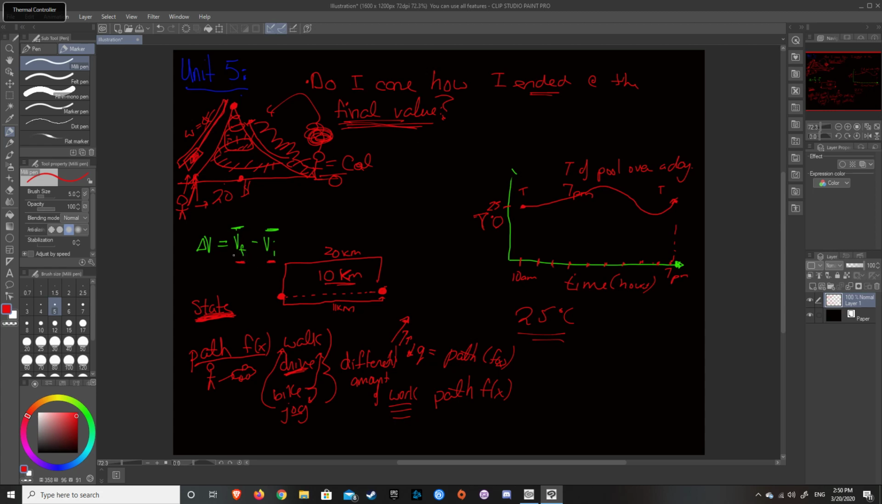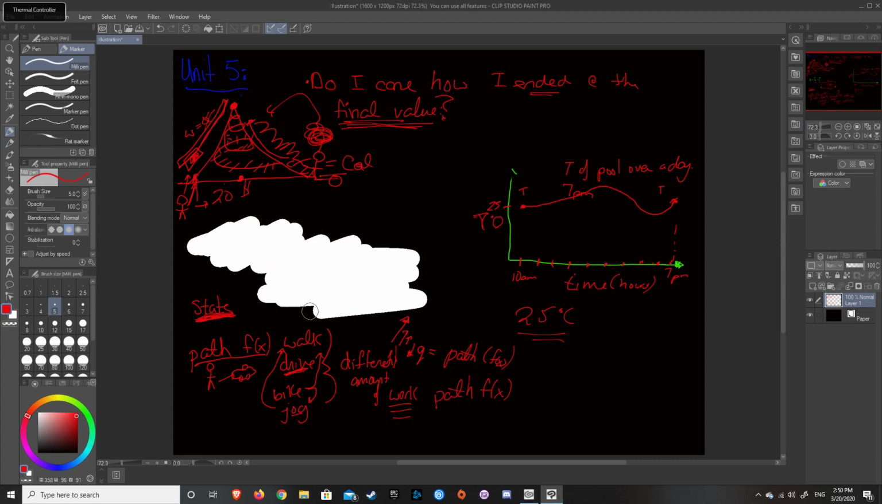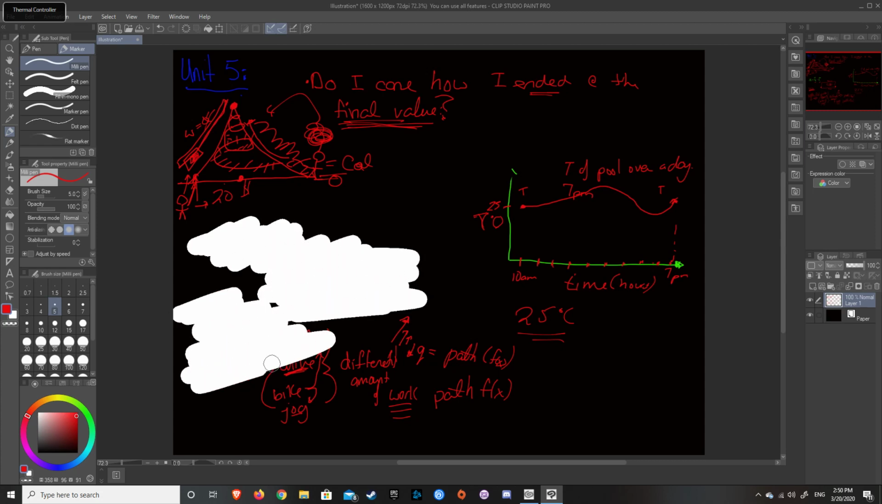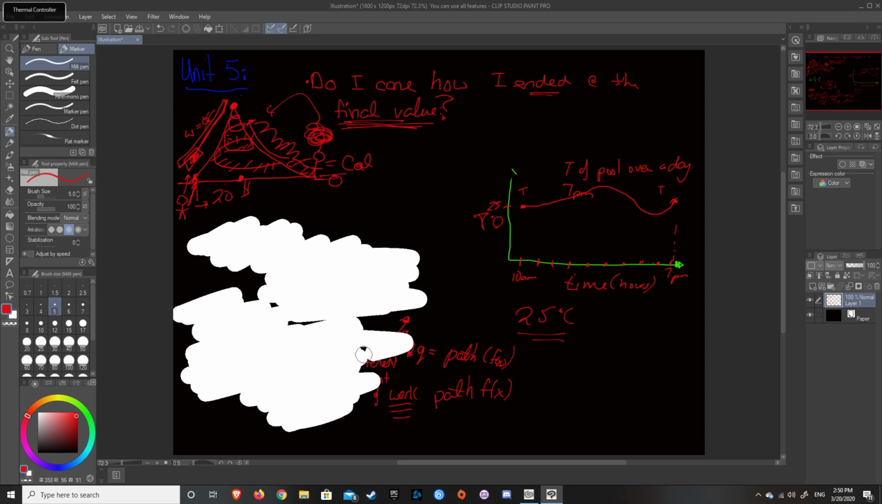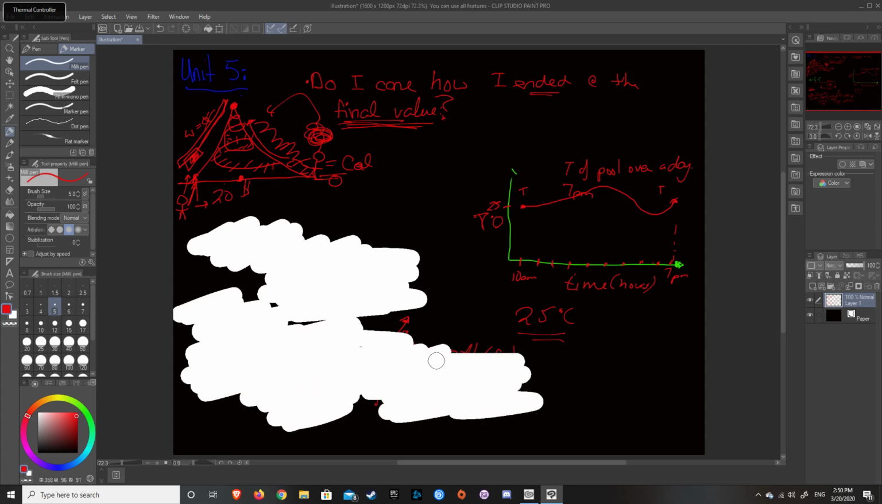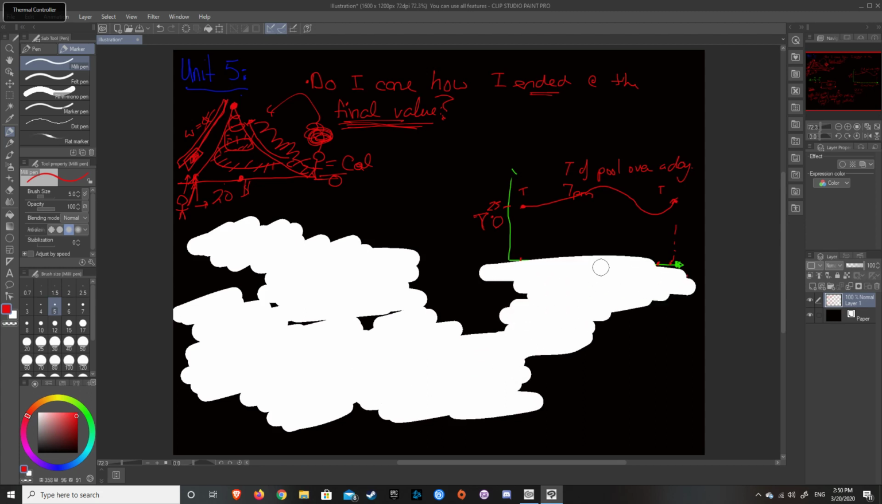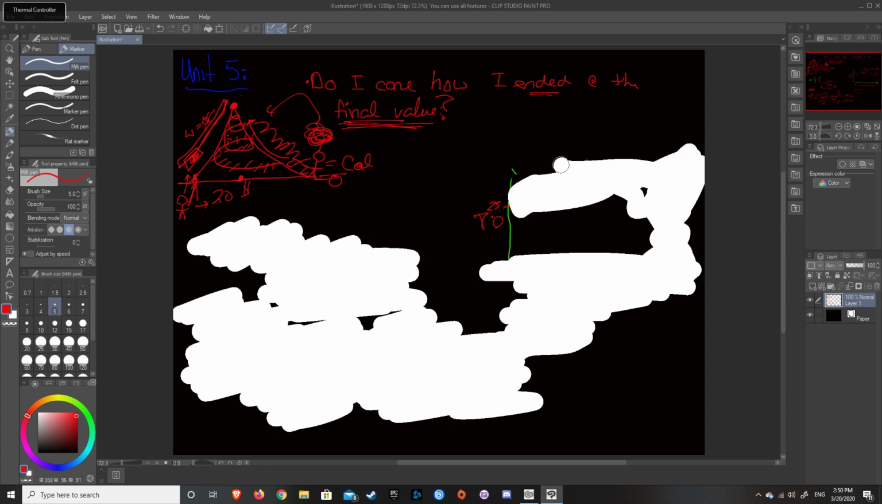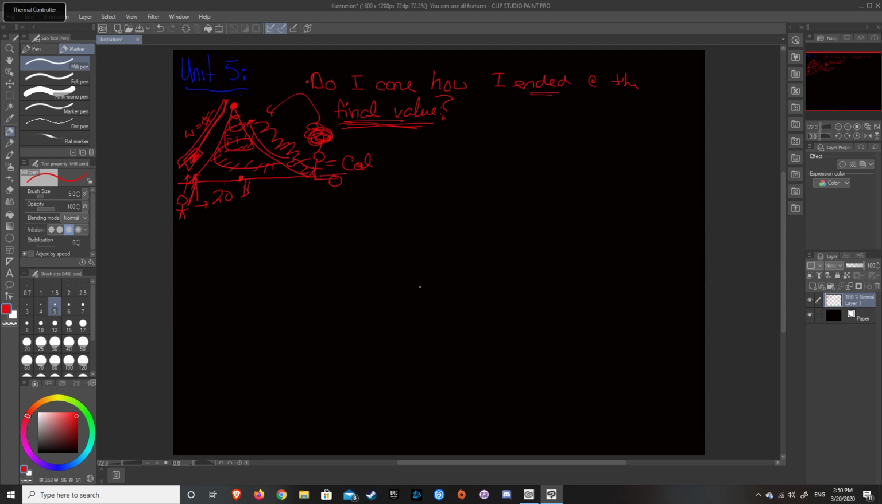So okay, let's see what else we can cover for this unit. Then we're going to relate why we care about the difference between a path and a state function. When I do the next video on Hess's law, you're going to see what's so useful about something being a state function, what calculations it can simplify.